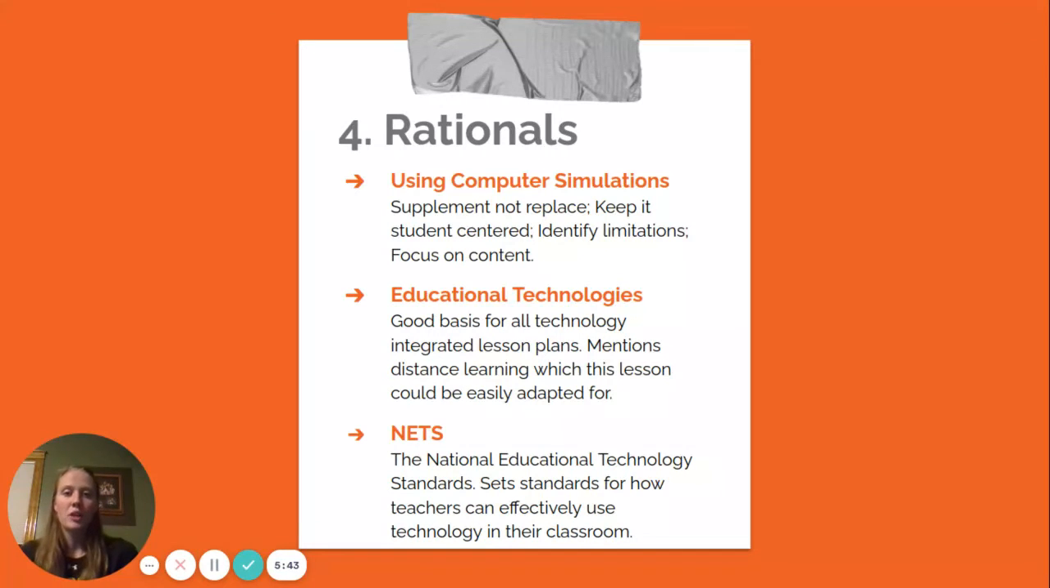Here is some of the research and rationale behind why I use these types of assignments, assessments, and different tools. The first source was about using computer simulations, one of the articles that we read. I thought the online simulations that I used did a really good job of being realistic, but still supplemental to the lesson and not completely replacing it. It keeps it student-centered. They're able to explore on their own, and I don't have to tell them, do this, do this, do this. But it's another one of those things where you can identify the limitations. You can say, this is where it doesn't quite go the way that real life does. And that allows us to really focus on the content. This is the big idea that we want you to be getting from this lab.